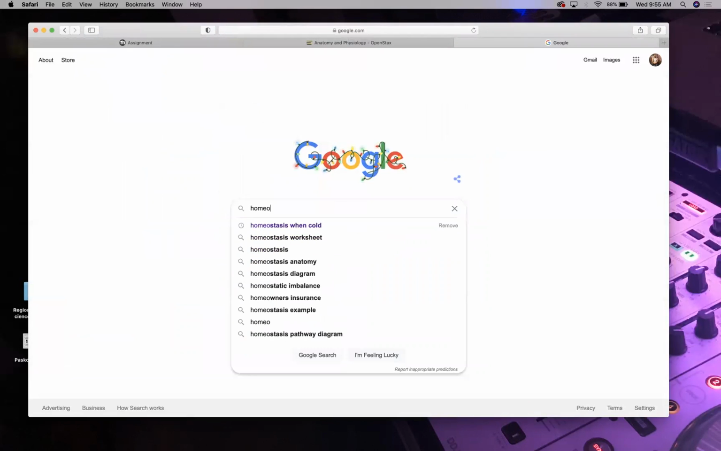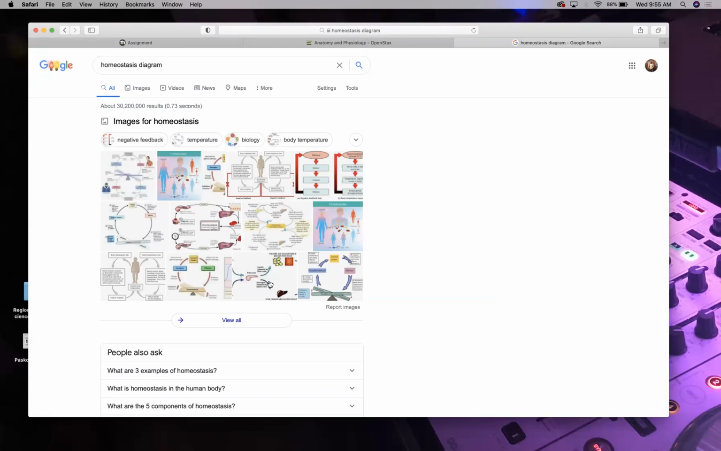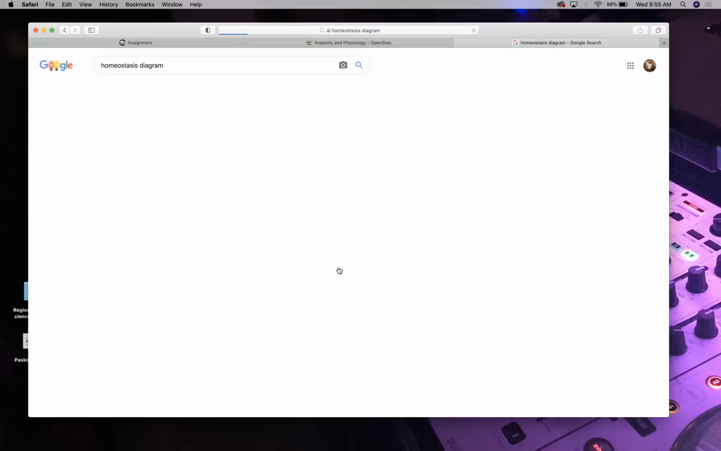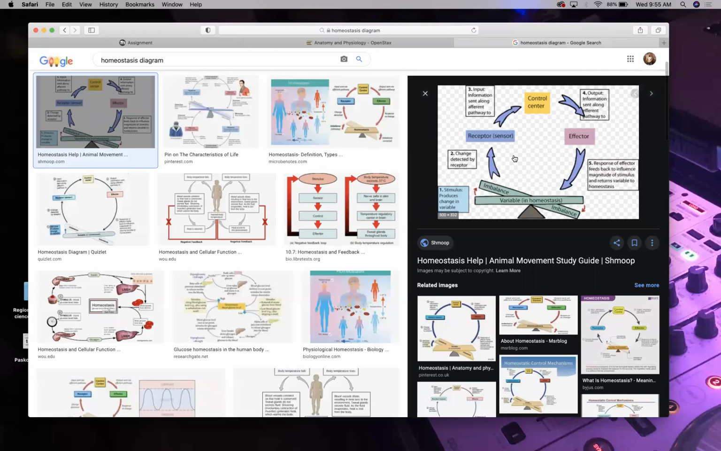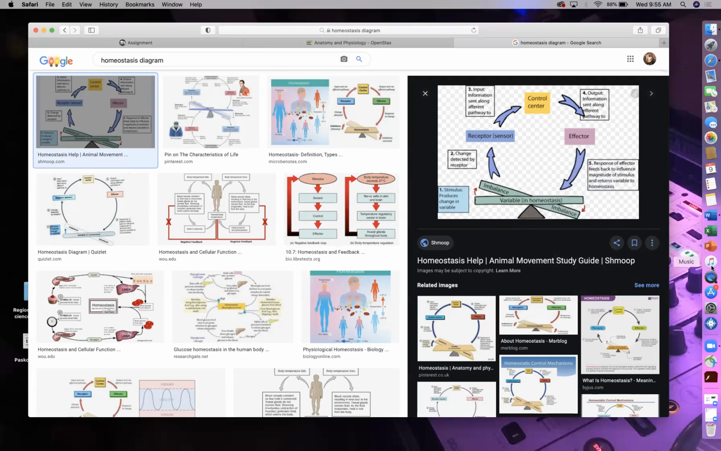And also, diagram. Where is it? Here is the classic homeostasis diagram. Let's copy image. Where's my Microsoft? There it is.